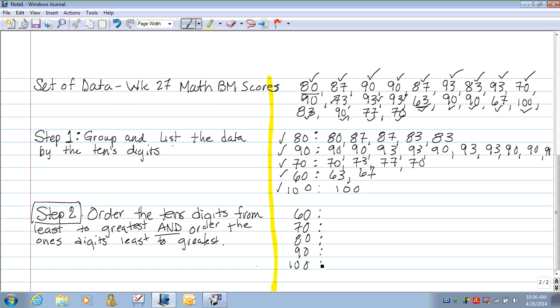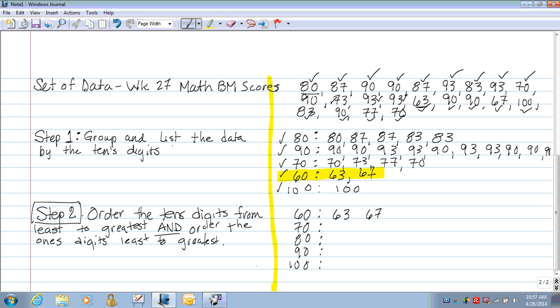And then I need to look in my 60s. I have two scores. One is a 63, and the other is a 67. So we have finished that.